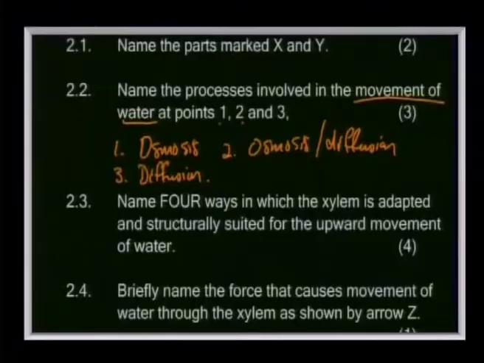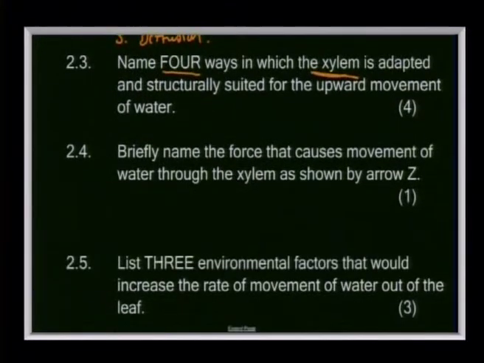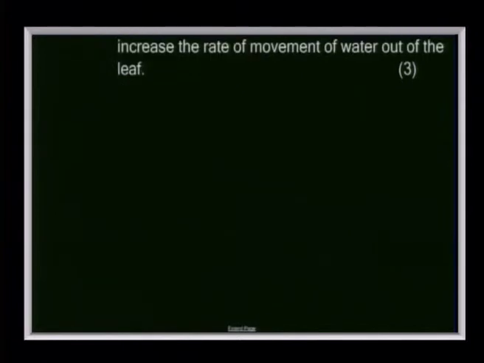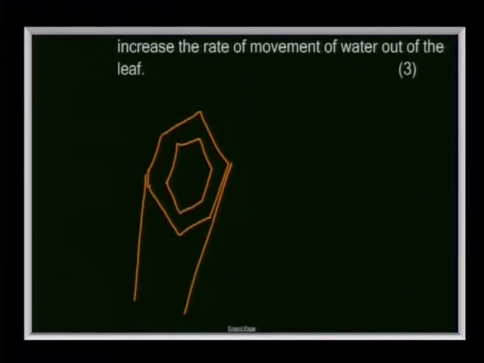All right, name 4 ways in which the xylem is adapted and structurally suited for the upward movement of water. Okay, what we're going to do here is go to a very basic diagram of the xylem. We've done this before, or we did this earlier. Okay, there's my xylem vessel, or your vessels and your tracheids, it applies for both of them. And you've got this long tube. So number 1, they are non-living.